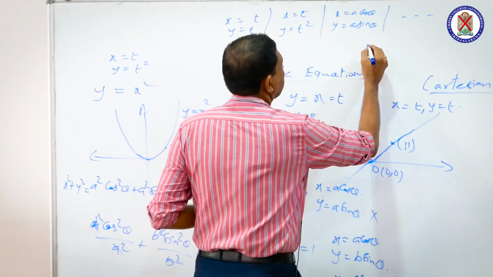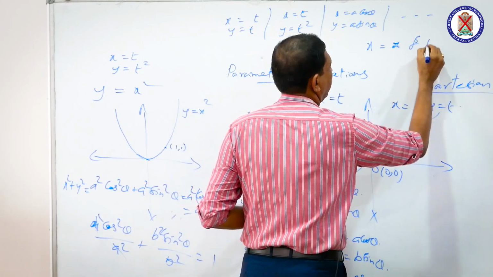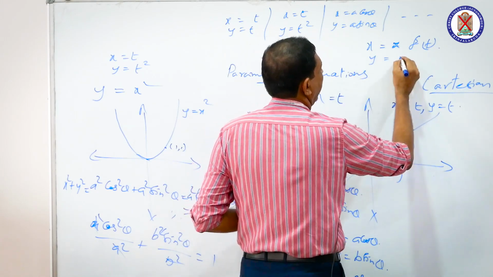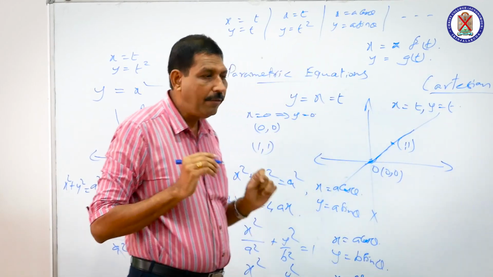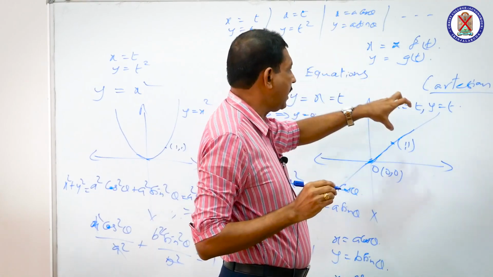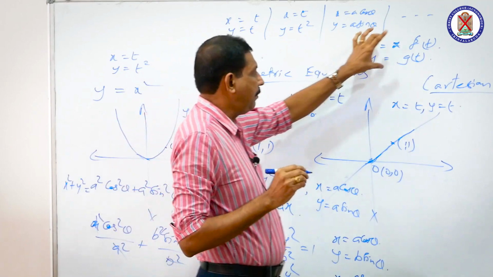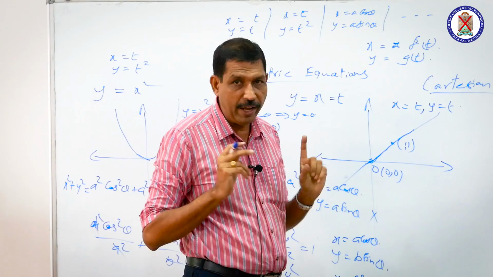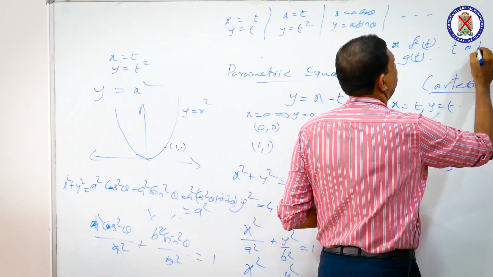Therefore, we call x a function of t, that is f of t, and y is also a function of t, let us call it g of t. And then we say that this representation is the parametric representation of equations. This representation is known as the parametric representation of equations, where t is called the parameter.